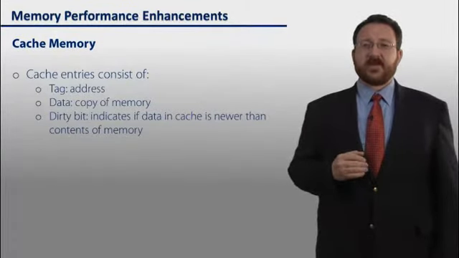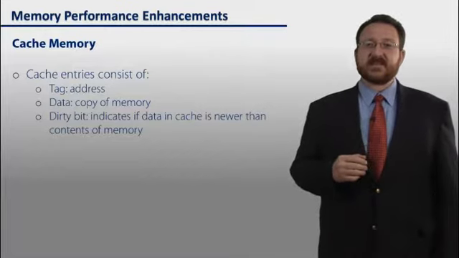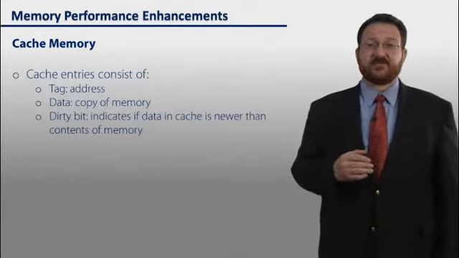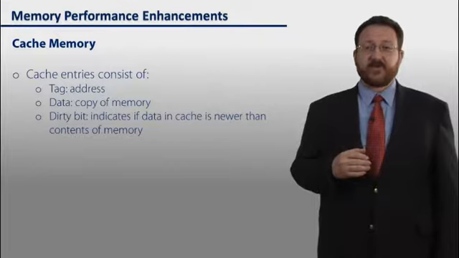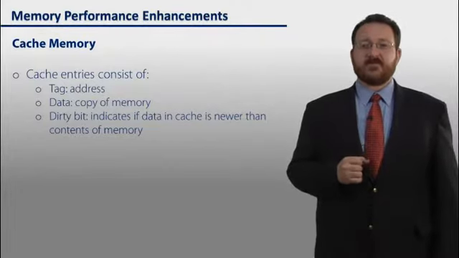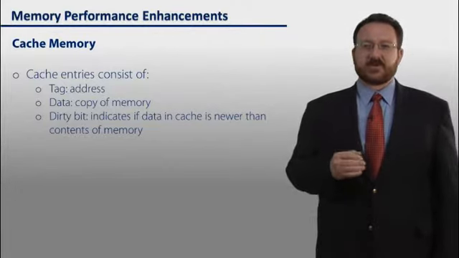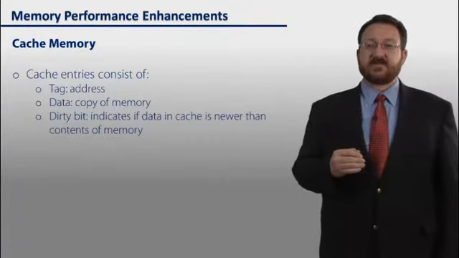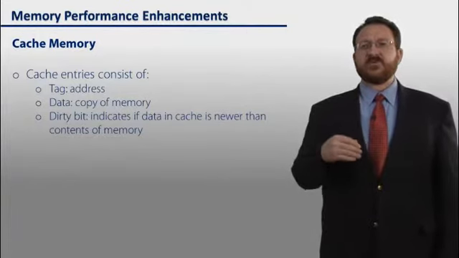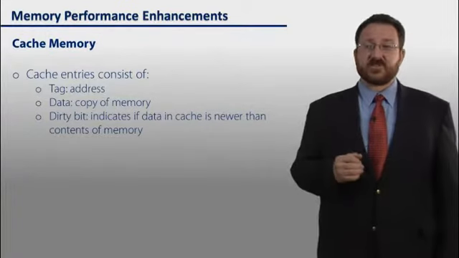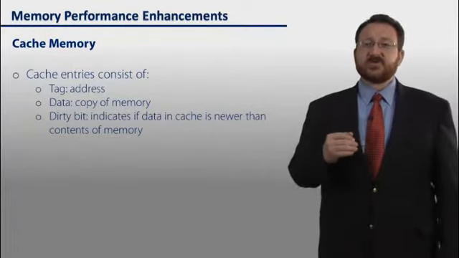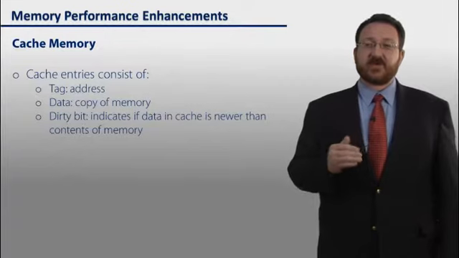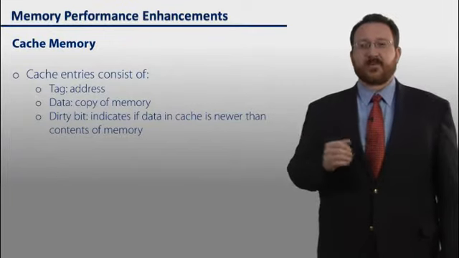In a cache memory, the cache entries consist of a tag, that is, the address of the data that we want to read from memory, the data itself, which is a copy of what's in memory, and what's called a dirty bit that indicates whether or not the data in the cache is newer than the contents of memory. Because it turns out that when we do a write to memory, that's just as slow as trying to read from memory. So we'll write to cache and mark it dirty, and then eventually we will copy that to memory.